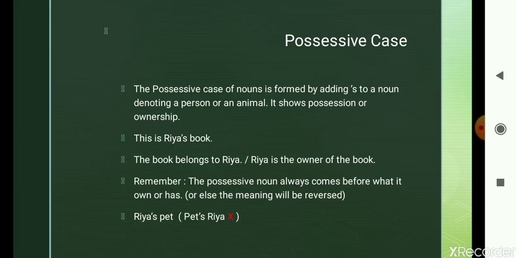So over here what I'm trying to say is that the book belongs to Ria, or you can say in simple language that Ria is the owner of the book. So the noun is showing what? The noun is showing possession or ownership. So whenever we have to show any ownership or possession, we have to add apostrophe s.